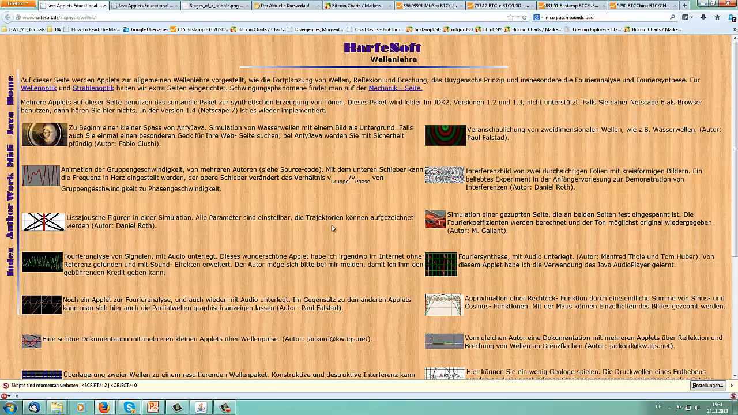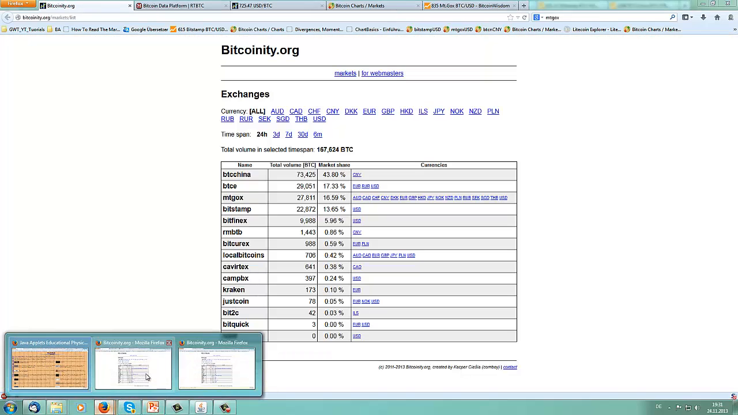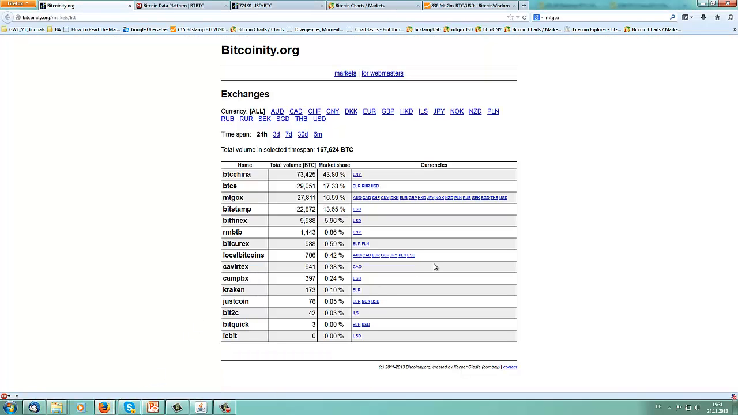So let's start with some data. I showed it last time in the first volume. It's a data sheet about the most important exchanges and their volume, also including their market share. As you can see, BTC China has nearly 3 times the volume of Mt. Gox or Bitstamp. It's not that exact, but around that volume.